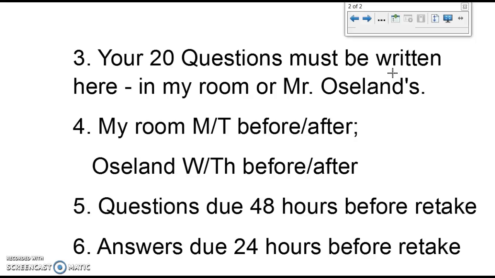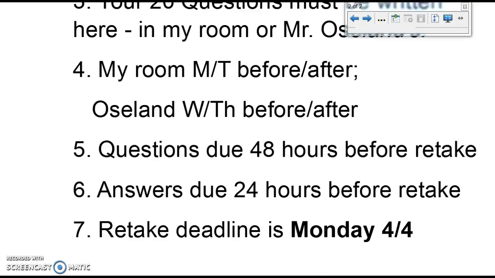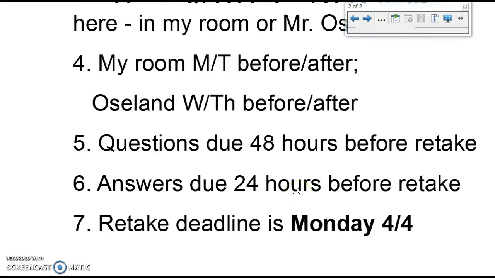You will have next week, which is a very short week, and you'll also have the week following spring break to work on this. The questions will be due 48 hours before the retake, and the final retake deadline is Monday, April 4th. So you must have the questions into us basically by Friday, April 1st. And I will not be here on Friday, April 1st, so if you're in my class, you either need to have them in by Thursday, or you need to share them with me as a Google Doc on Friday.